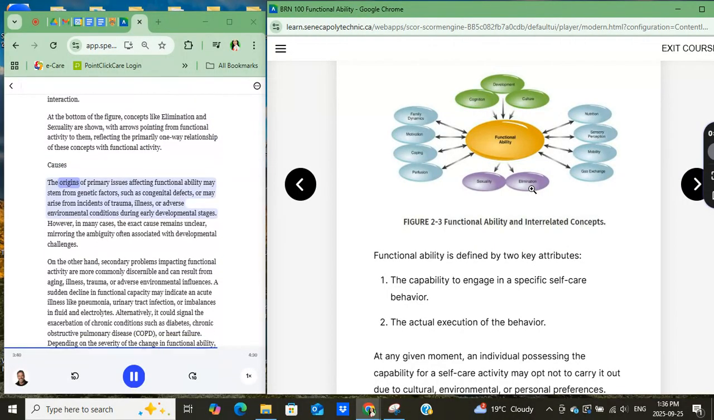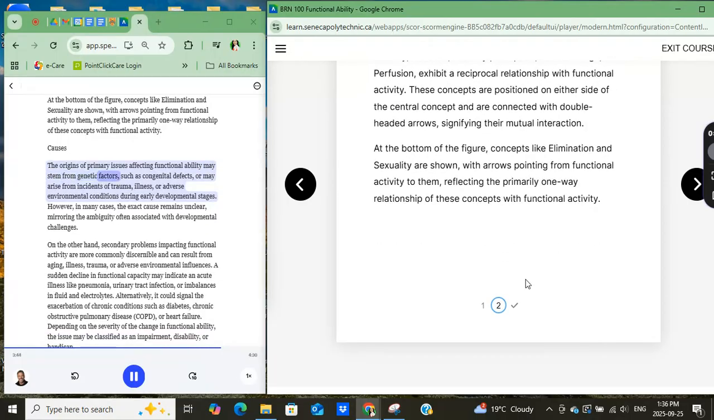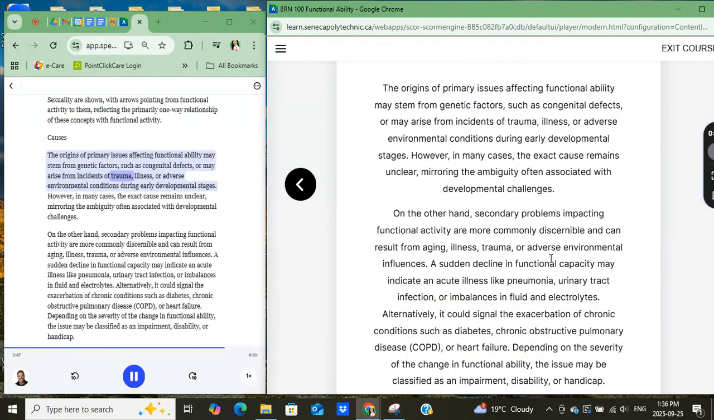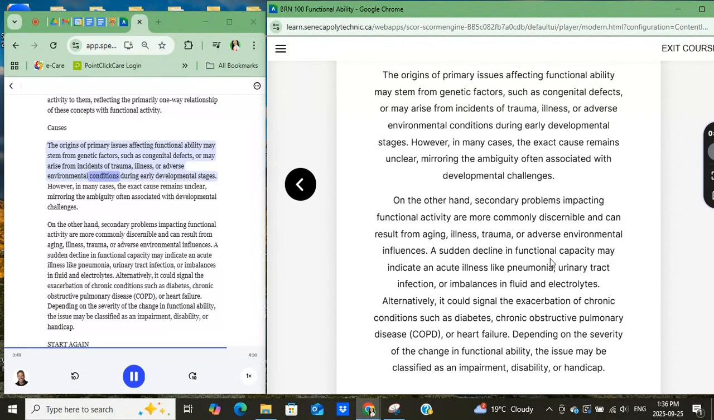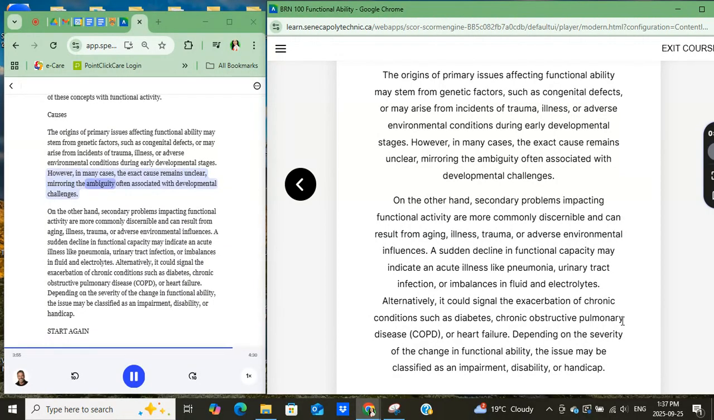Causes. The origins of primary issues affecting functional ability may stem from genetic factors, such as congenital defects, or may arise from incidents of trauma, illness, or adverse environmental conditions during early developmental stages. However, in many cases, the exact cause remains unclear, mirroring the ambiguity often associated with developmental challenges.